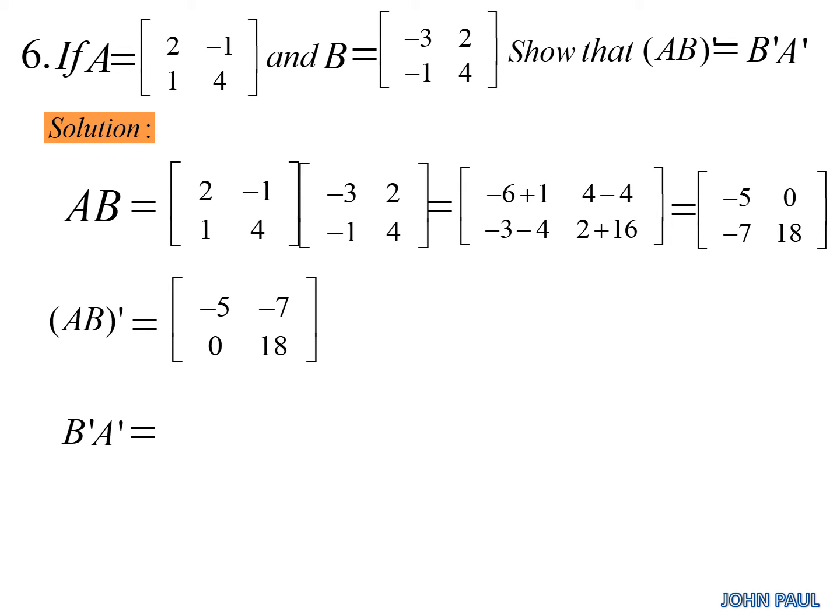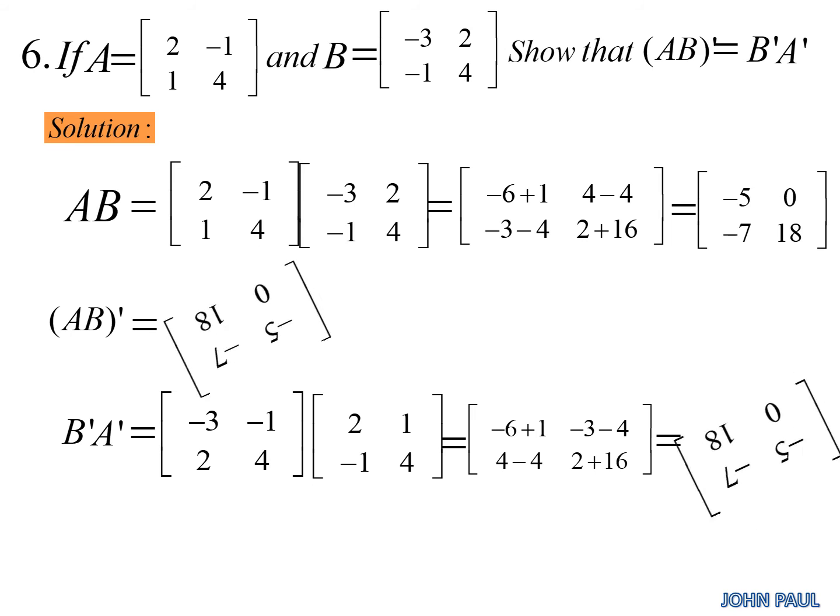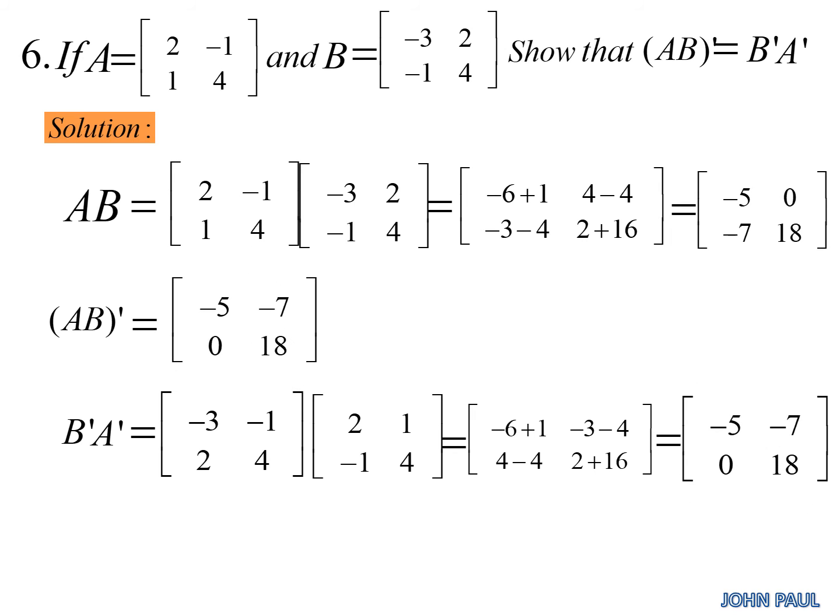B transpose A transpose equals, we transpose B, we transpose A, equals, by multiplication, we get minus 5, minus 7, 0, 18. Now both are equal, therefore AB transpose equals B transpose A transpose.